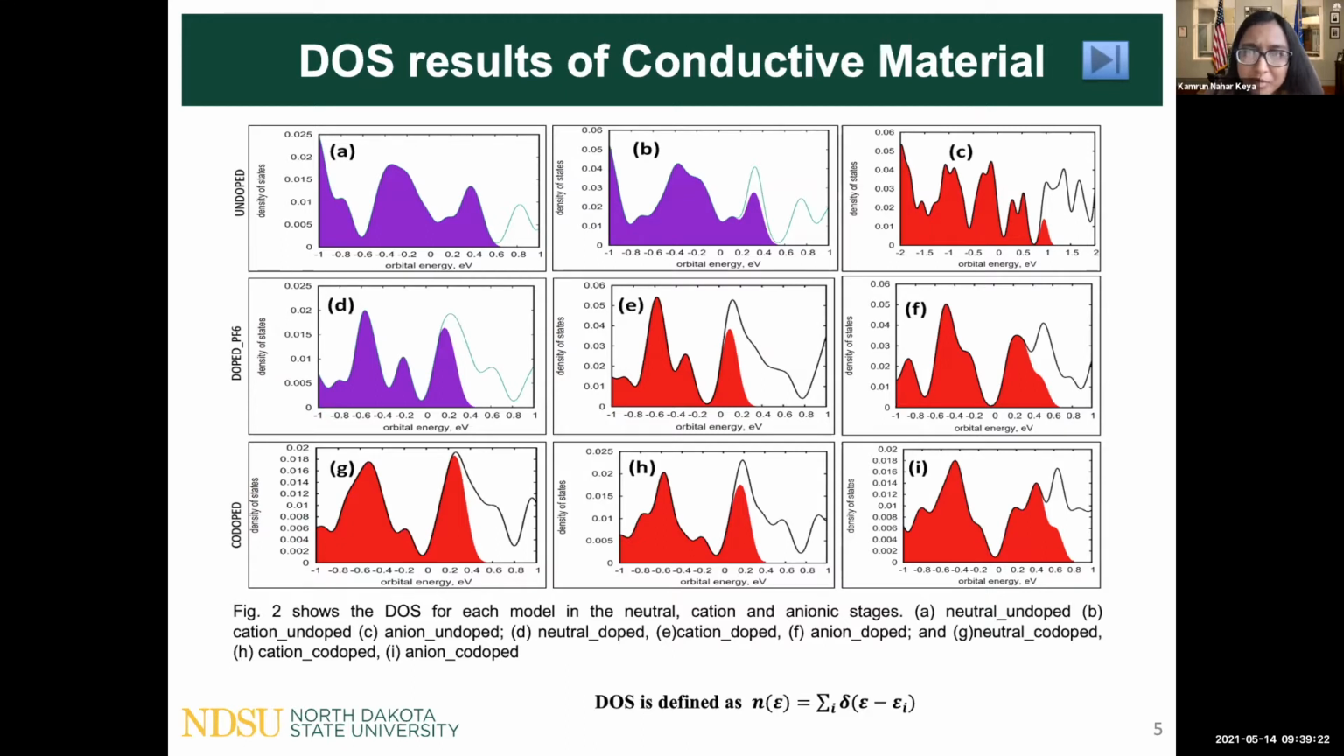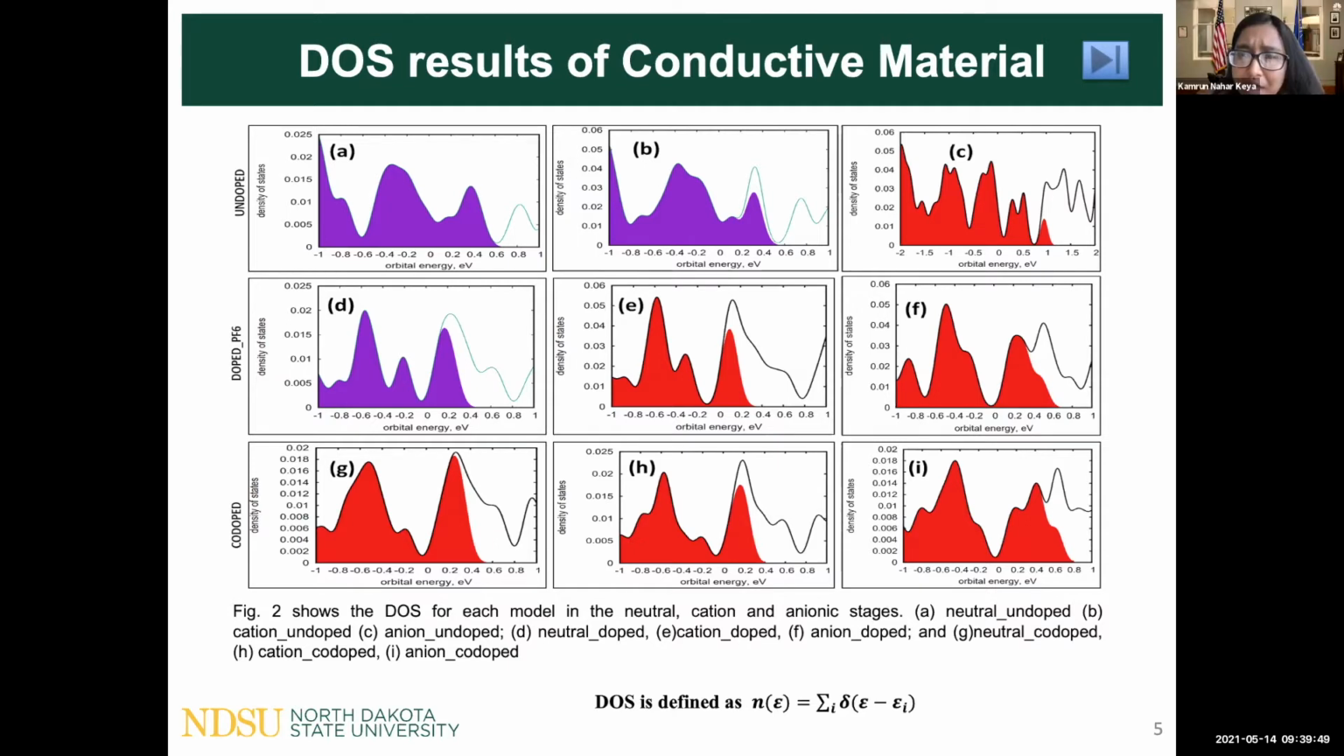And Professor Kilina's question: please indicate which of your panels on the DOS corresponds to real dopant, for example, real P dopant. Okay, so real P doping is the D, 2D. This one. Okay, so B is injection, D is dopant. Okay, thank you.